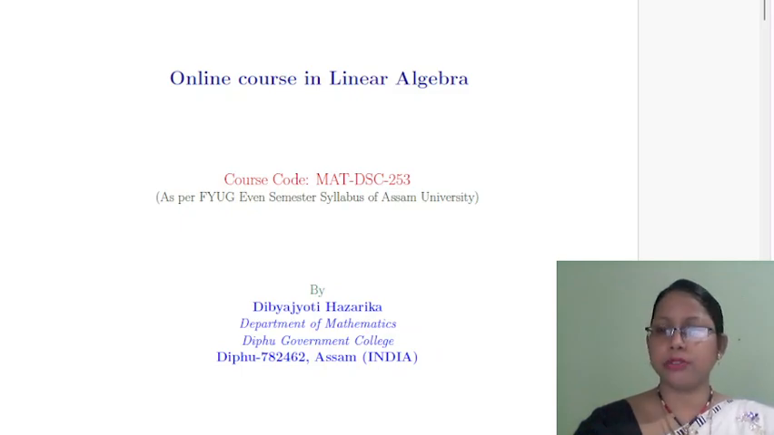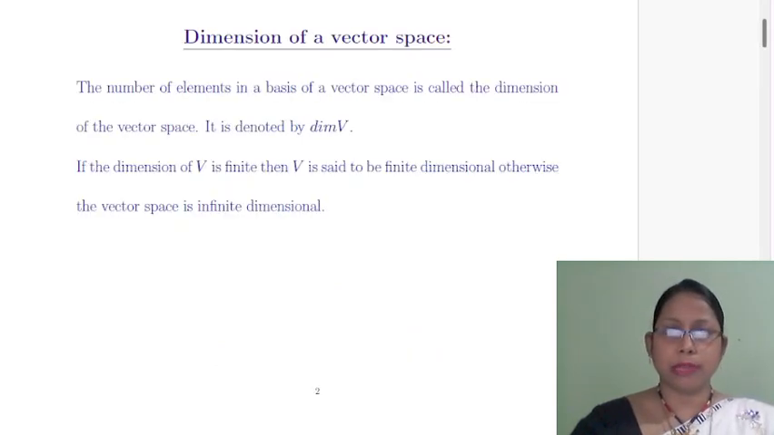Today's topic of discussion is dimension of a vector space. The number of elements in a basis of a vector space is called the dimension of the vector space. It is denoted by dim V. If the dimension of V is finite, then V is said to be a finite dimensional vector space. Otherwise, the vector space is said to be infinite dimensional.